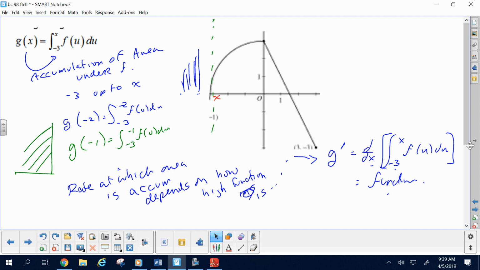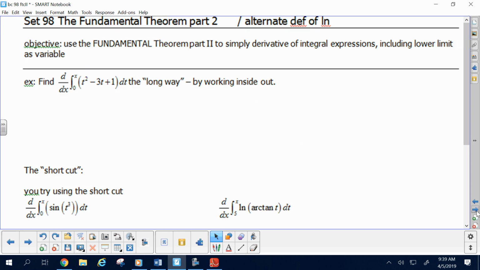Then if that moved, surely the rate at which area accumulated would depend on two things, the function and how fast that line was moving. That's more of a chain rule deal. That's more in the abstract. We'll get to that in a second. But let's start off with something that's really easy. Students love these because they take zero work and most students get them right. All right?